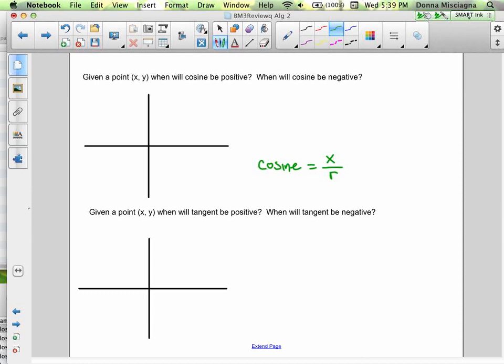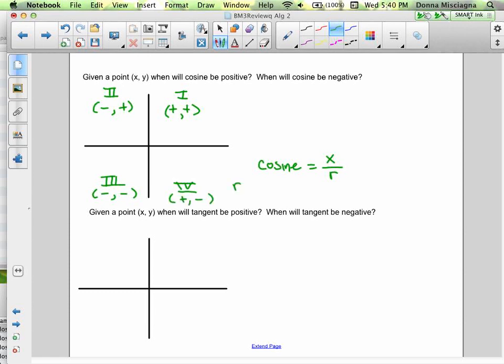Right? So we have some point. When will cosine be positive? So remember, cosine uses x. All right? So here in the first quadrant, both x and y are positive. In the second quadrant, the x is negative and the y is positive. In the third quadrant, both x and y are negative. And in the fourth quadrant, the x is positive, the y is negative.